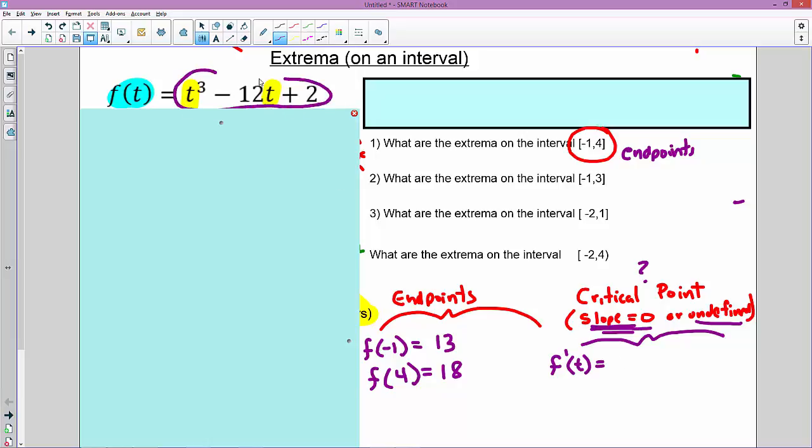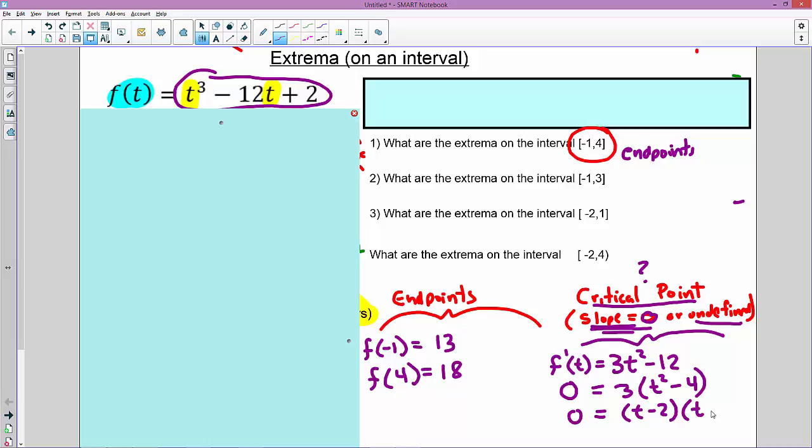Let's take the derivative really quick. Power rule: 3t squared minus 12. We're going to set it equal to 0 and factor it, because critical points happen when the slope is 0. We take out the GCF of 3, which gives t squared minus 4. Divide both sides by 3. Factor this if you want: t minus 2, t plus 2.